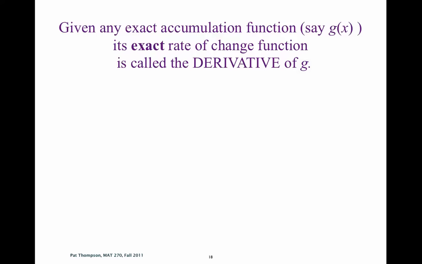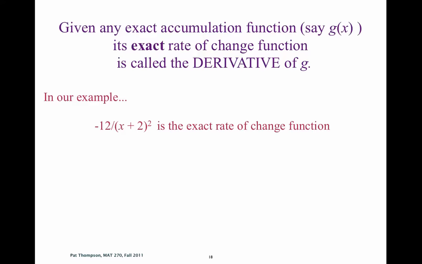So when you talk about derivative, now you're specifically talking about the exact rate of change function. It has to be the exact rate of change function, not the rate of change function that we've talked about so far, which is flexible. It could be approximate or exact. Derivative is necessarily exact rate of change.